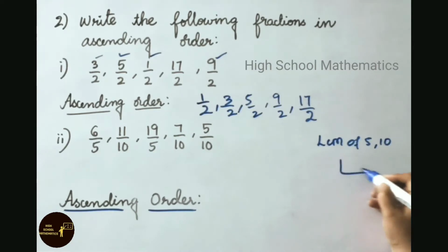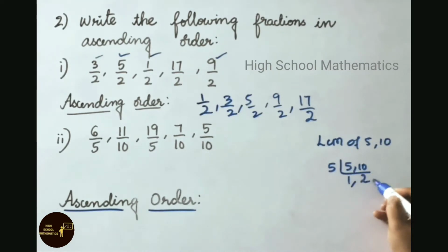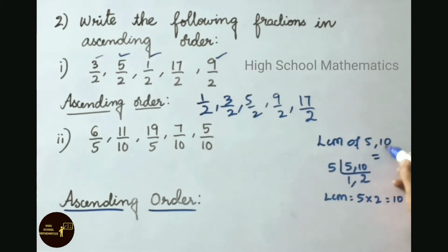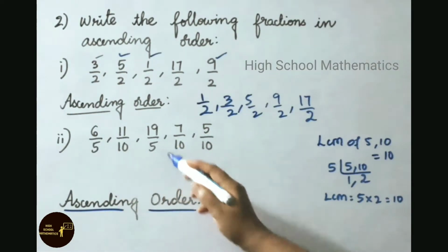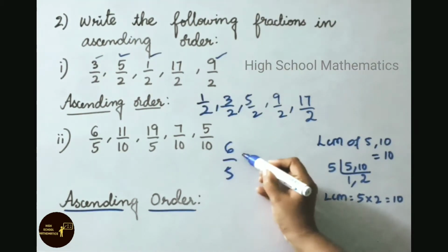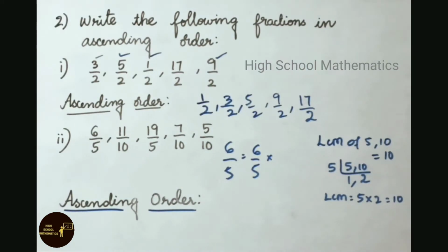So let us do the LCM here. 5 ones are 5, 5 twos are 10. So LCM equals 5 into 2, that equals 10. So the LCM of 5 and 10 is 10. Now let us change the denominators of 6 by 5 and 19 by 5. So write down 6 by 5 equals 6 by 5 into... To make the denominators equal, we got the LCM 10. So 5 times 2 is 10.